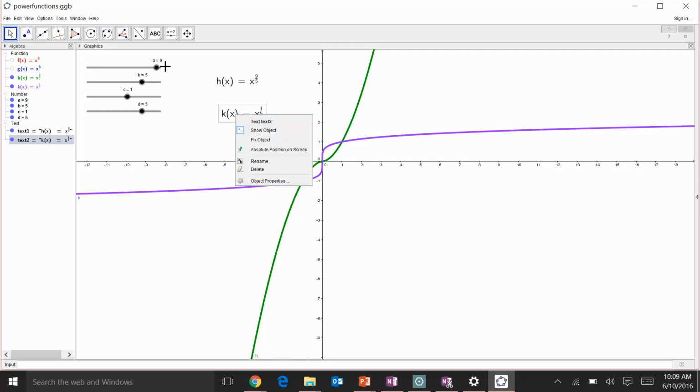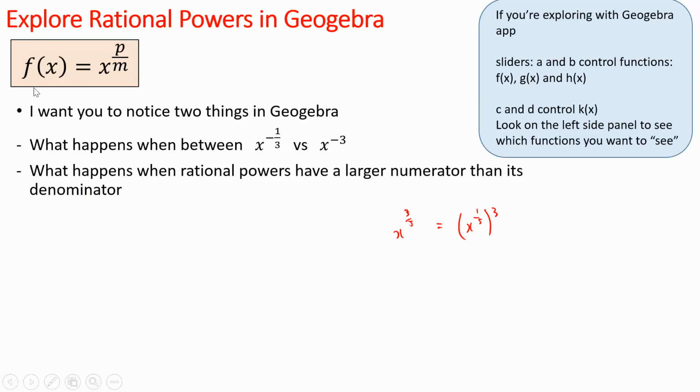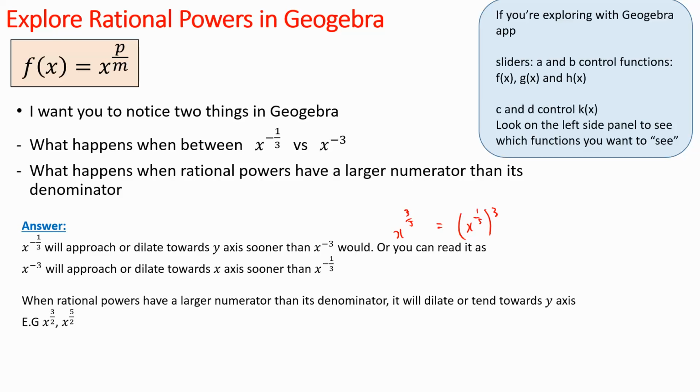Okay, and remember, A and B control the first 3 functions and C and D control the last one. Now I already wrote that in the PowerPoint in case you missed out. Okay, so it's on the top right corner for you to read. And in case you weren't listening to what I was saying today, I already answered the question of what it looks like when you increase your denominator or numerator.